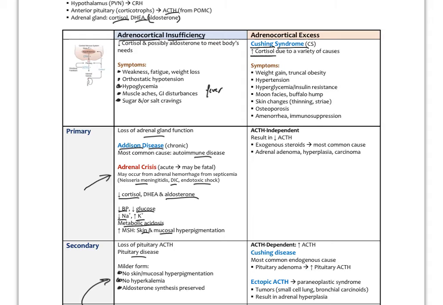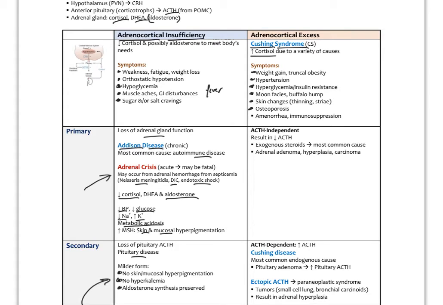And this presentation is more weight gain, truncal obesity, hypertension, hyperglycemia with insulin resistance, very much like metabolic syndrome, moon faces, buffalo hump, skin changes with thinning, purple striae, especially around the abdomen and the thighs, osteoporosis, and then potentially amenorrhea and immunosuppression as well. So those would be all classic manifestations of Cushing syndrome.